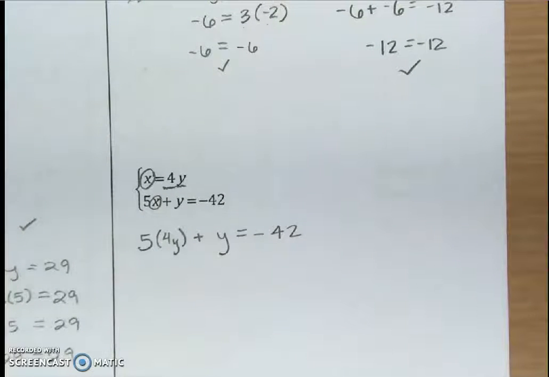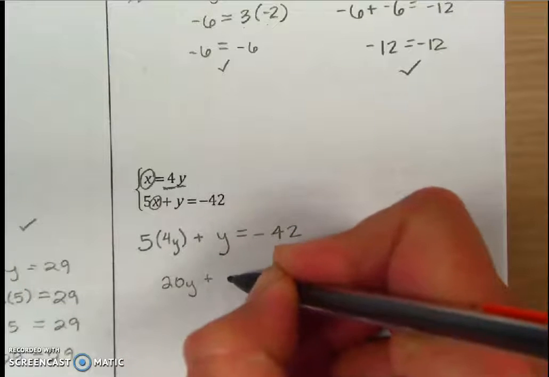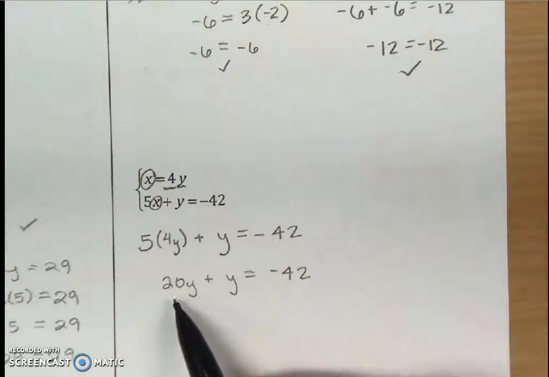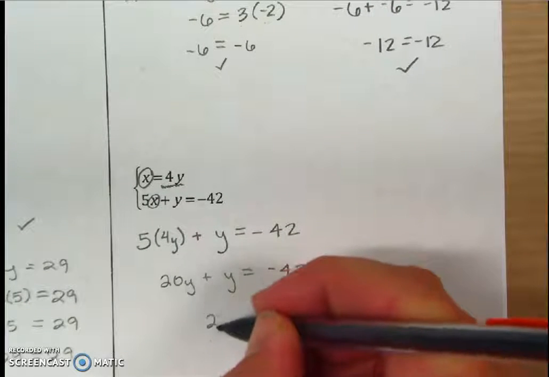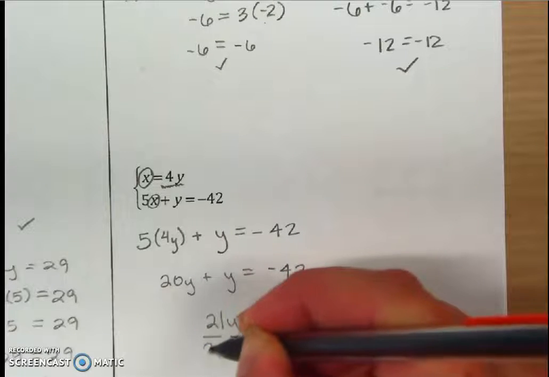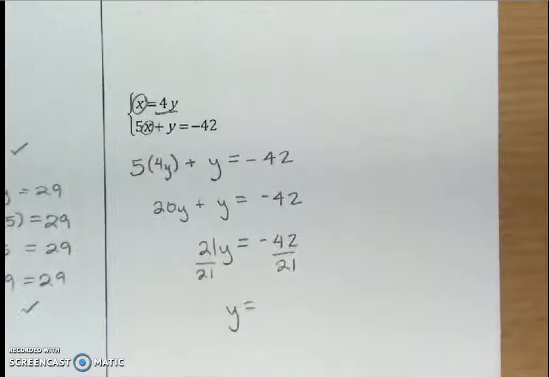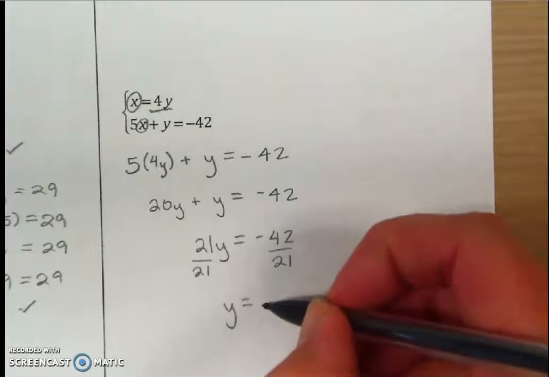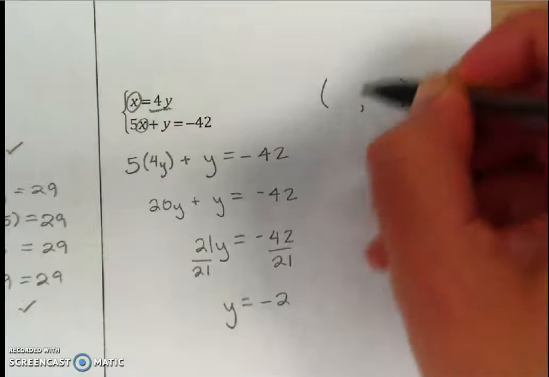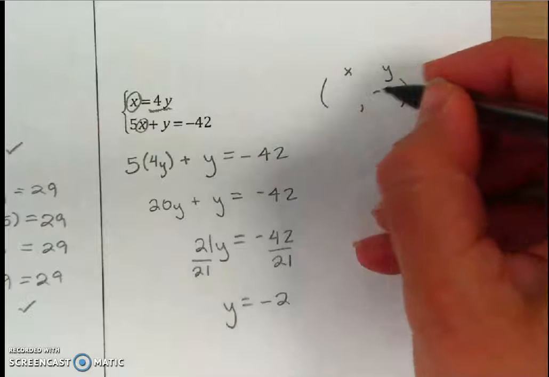All right, so 5 times 4y is going to give me 20y, plus another y equals negative 42. Well, 20y plus y is going to be 21y equals negative 42. Dividing both sides by 21 actually works out pretty nicely. Negative 42 divided by 21 is going to give us negative 2. All right, so we know part of our point. Remember, we're always looking for an x and a y. So we figured out y is negative 2.